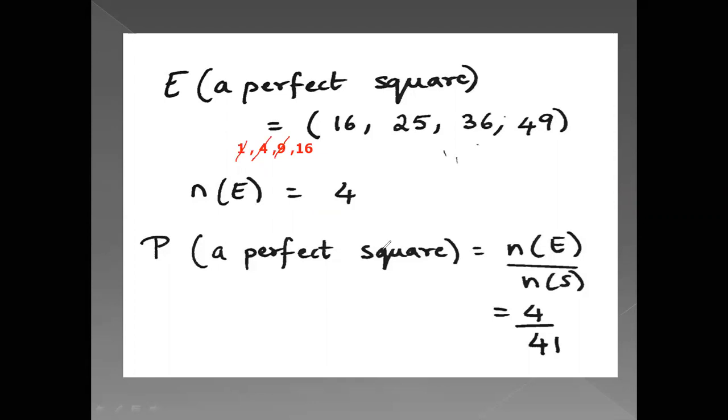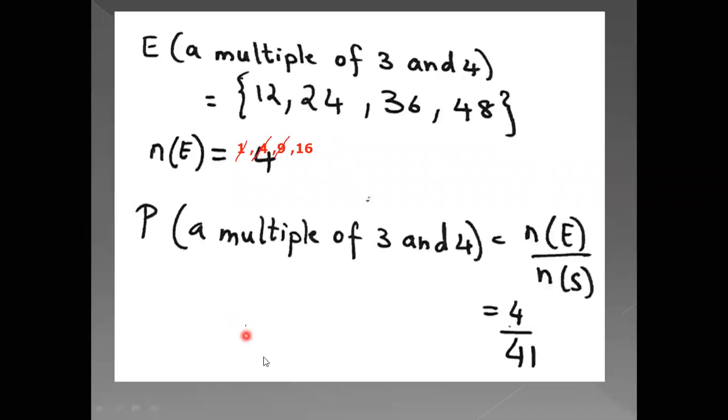So probability of a perfect square is number of event upon number of sample space. So that is 4 upon 41. So that's your answer. Okay, children. Now we go to the next part of the question. In the next part of the question, they have said a multiple of 3 and 4.